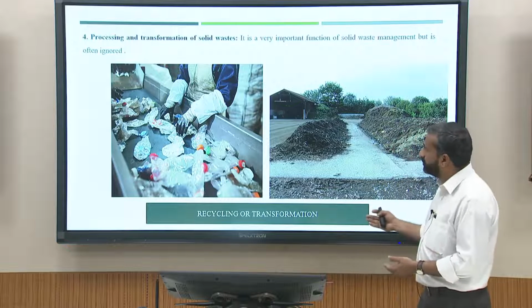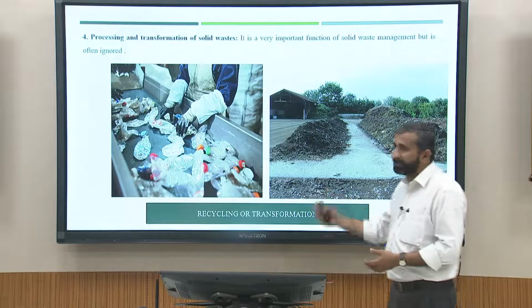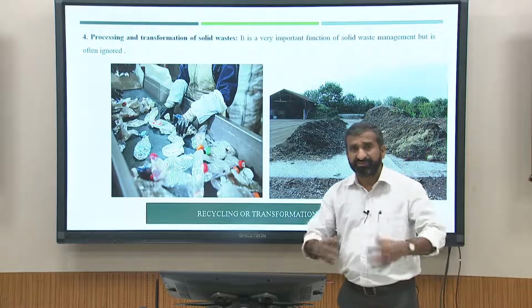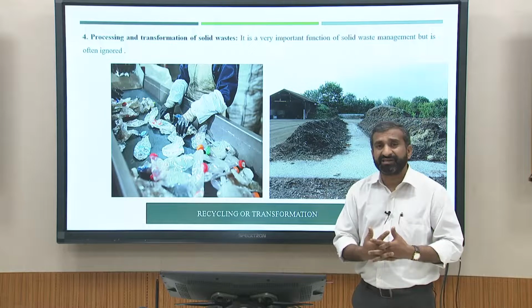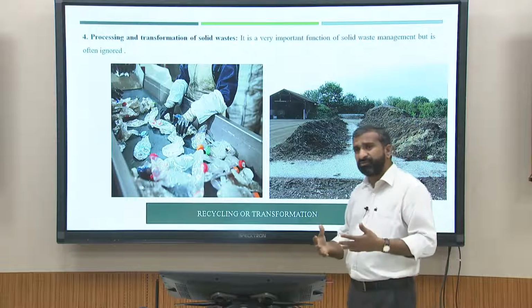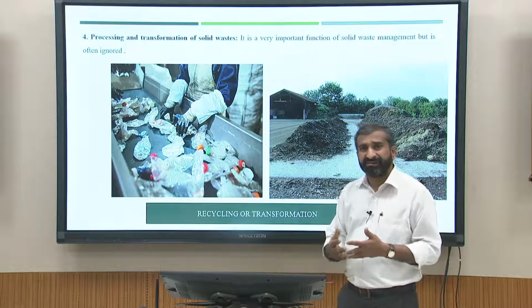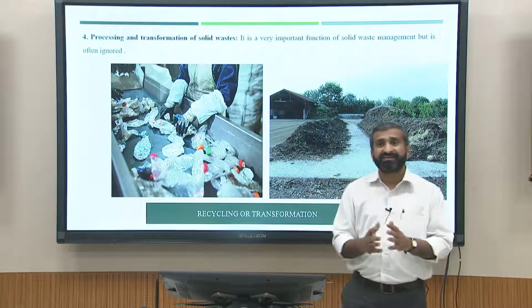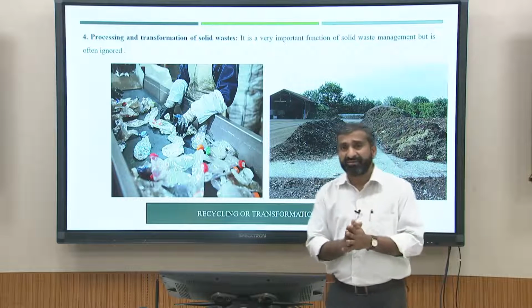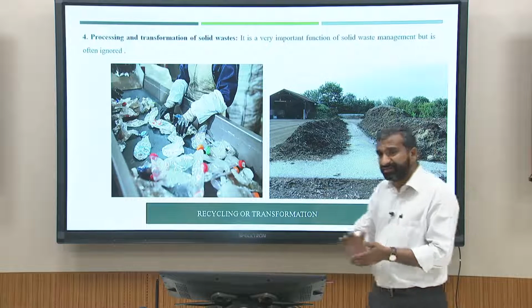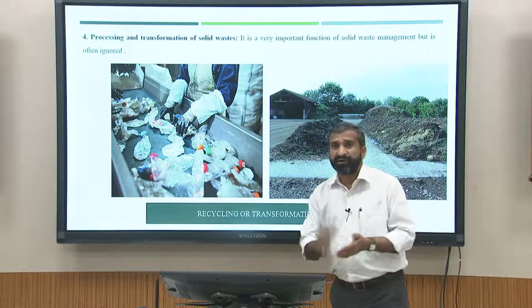Now, here I put two kinds of photographs. If you see our waste characterization, we produce a lot of dry matter, and the dry matter is mostly paper, plastic, rubber, leather, metal and glass. All these kinds of dry matter are easily recyclable, the only problem is that it has to be segregated properly.